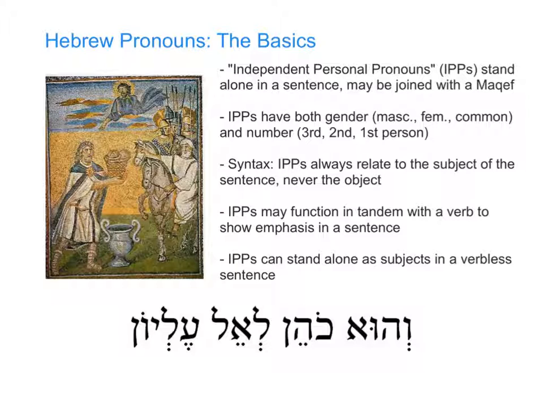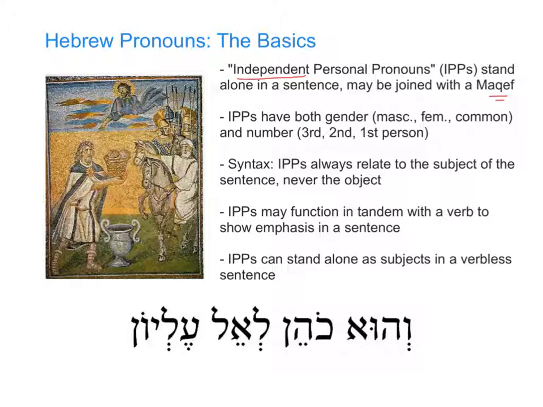Here's kind of the basics, so let's move through some things on this list. The first thing we want to talk about is that these are independent personal pronouns. That word independent is an important one because we've seen a few things like this in Hebrew already, like some of our prepositions that will stand alone in a sentence. Al or el, those type of words that will stand independently in a sentence, or in some cases be joined with a makef.